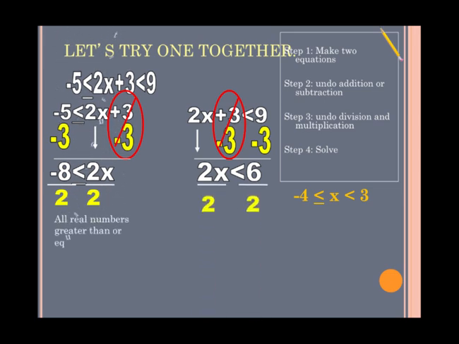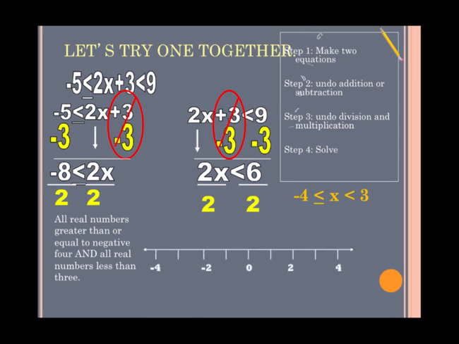So our solution is all real numbers greater than or equal to negative 4 and all real numbers that are less than 3. Now we have to graph it. So we're going to take our first inequality, which is where we have x's that are greater than or equal to negative 4. And our second inequality is x's that are less than 3. And again, we're looking for the stuff that we have in both of those inequalities or where they overlap on the graph. And so they overlap in between negative 4 and positive 3.